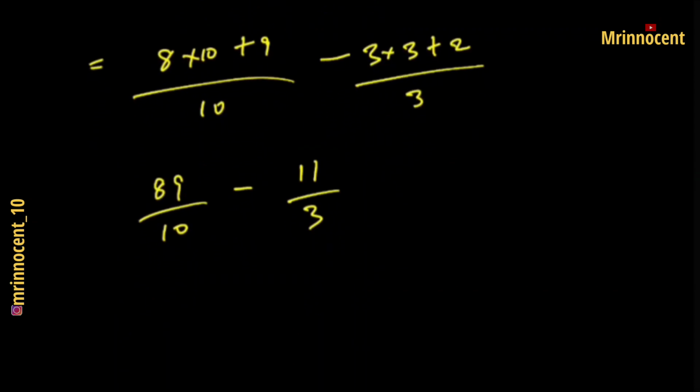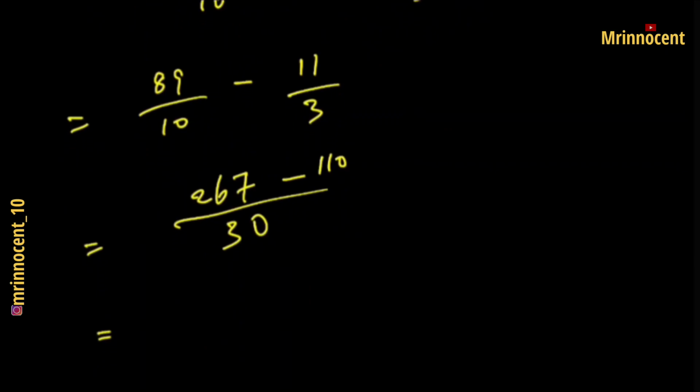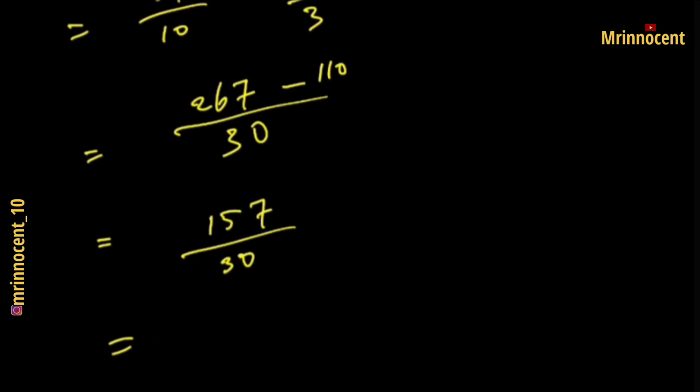So the LCM here is 30. 10 into 30 is 3. 3 times 89 is 267, minus 3 into 30 is 10. 10 times 11 is 110. So we have 267 minus 110 is 157 over 30. So 157 divided by 30, you have 5 whole number 7 over 30.